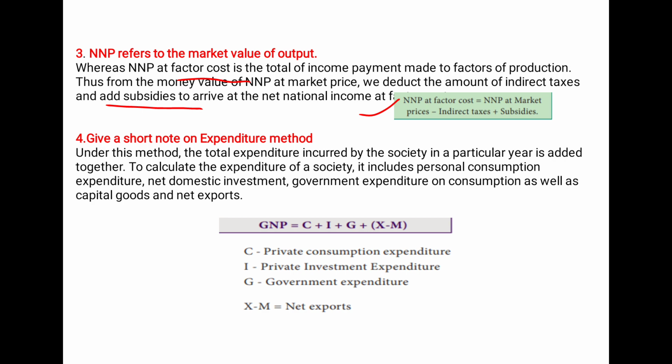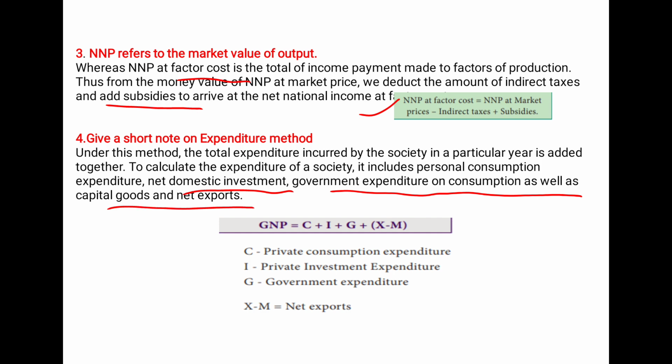Now, give the short note on expenditure method. Under this method, the total expenditure incurred by the society in a particular year is added together. To calculate the expenditure of a society, it includes personal consumption expenditure, net domestic income, government expenditure on consumption, as well as capital goods and net export.